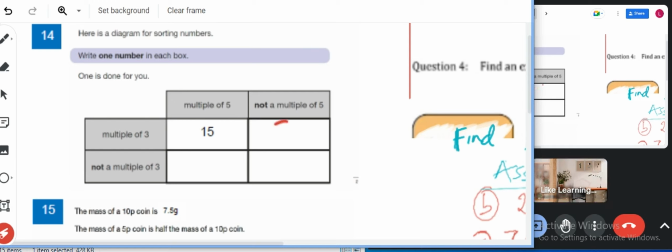For the top right, I put 6. Let me put 6 and 6. Okay. Because it says multiple of 3, multiple of 5, but not a multiple of 5. Okay, and it must be a multiple of 6. Correct. Let's check again. What did you put here? I put 20. You put 20.